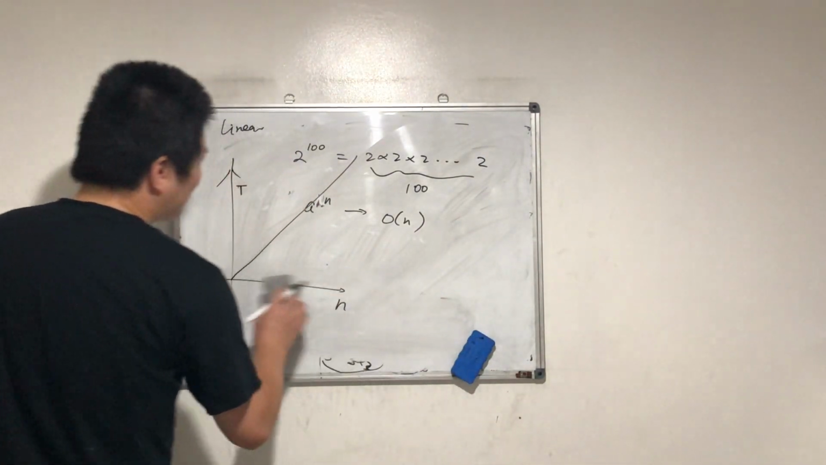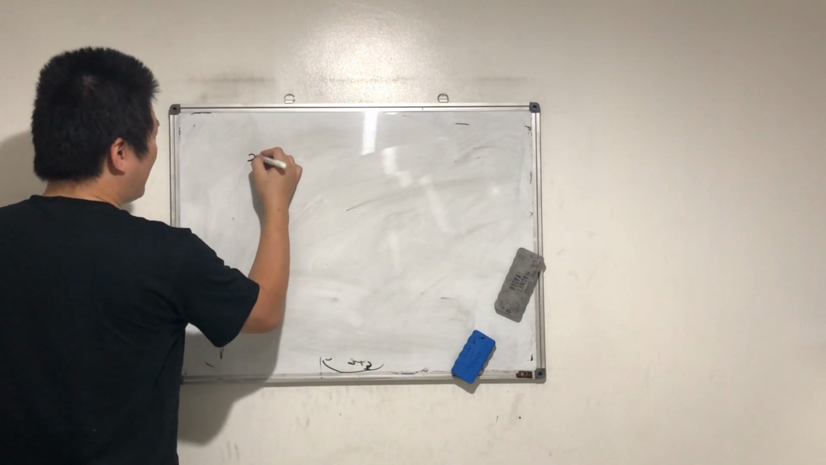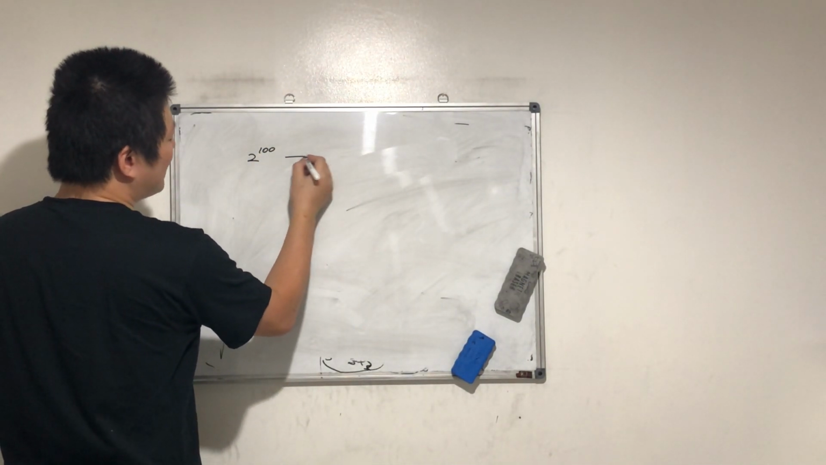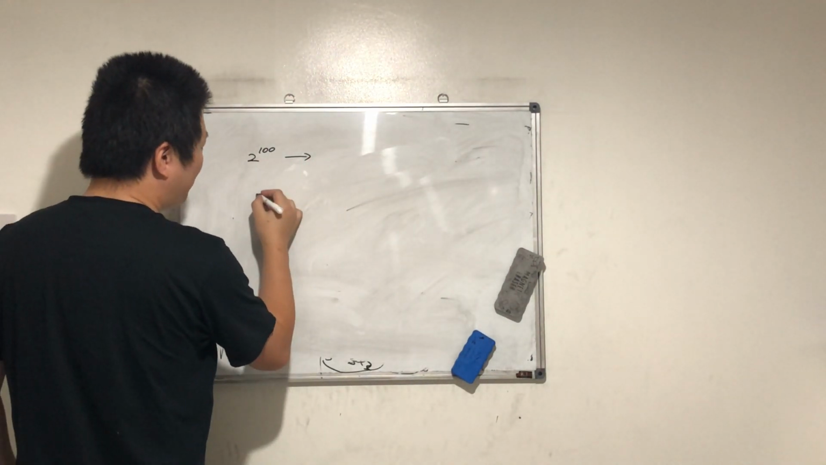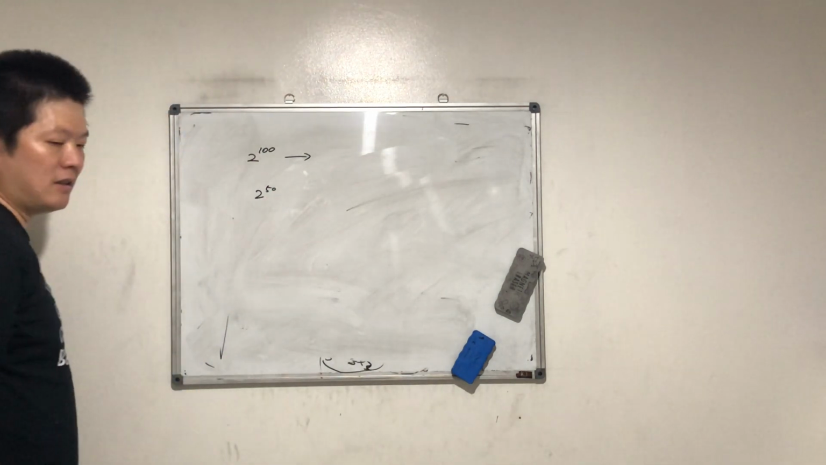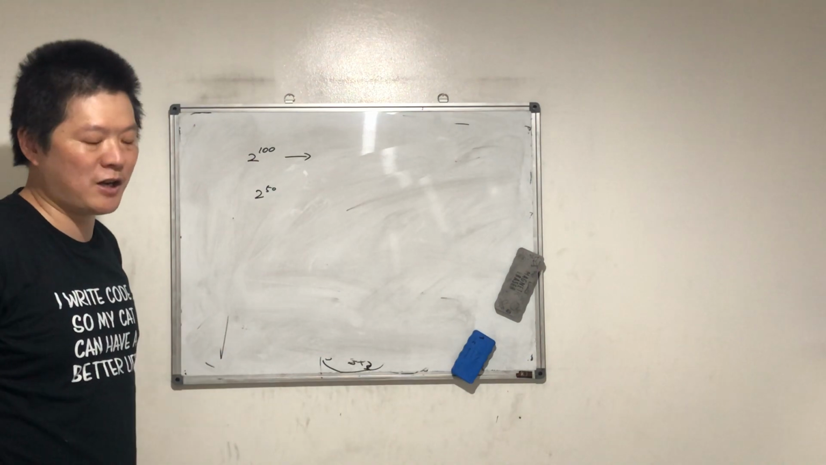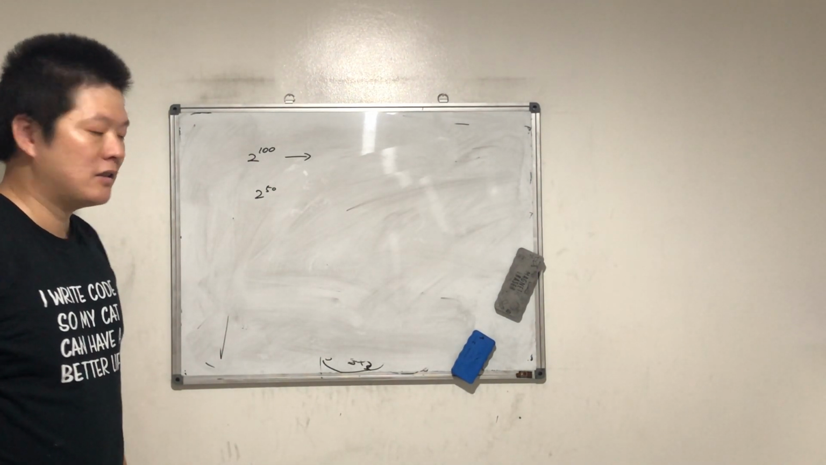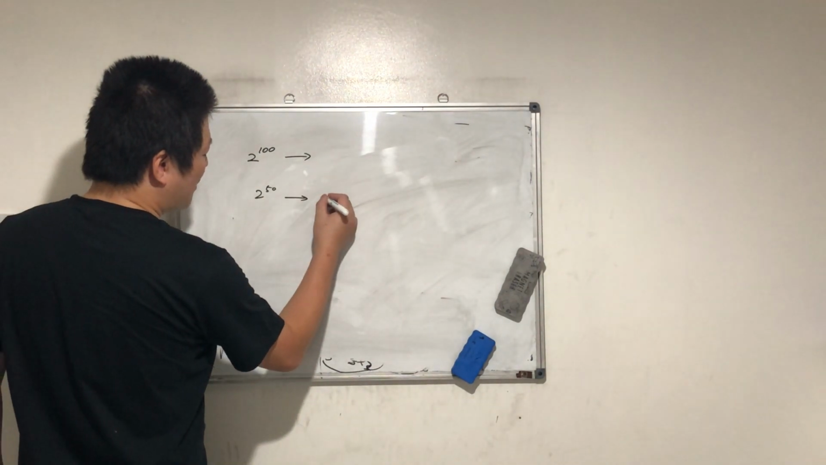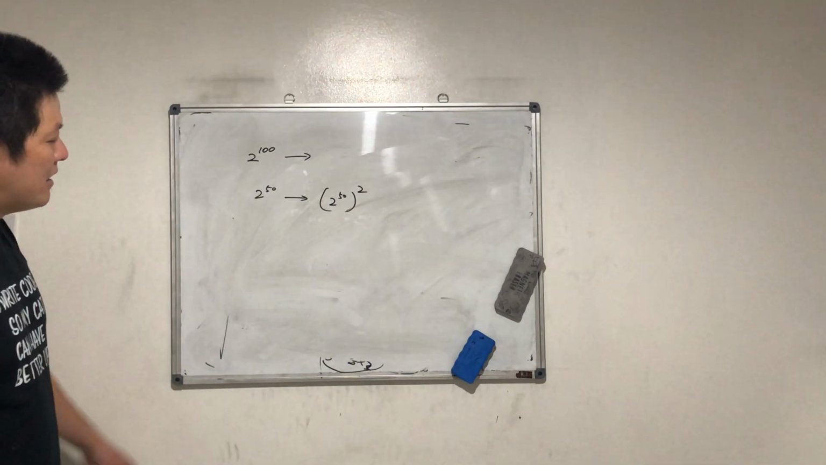Okay, so now we want to speed it up. So 2 to the power of 100, can we divide it? Can we solve the first question, which is, can we compute 2 to the power of 50 first? Yes. Okay, so if we have 2 to the power of 50, what do we do to get 2 to the power of 100? Square. Square, yeah, well done. So 2 to the power of 50 squared, right? So what does it mean?